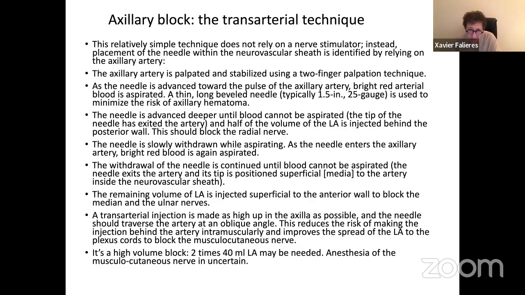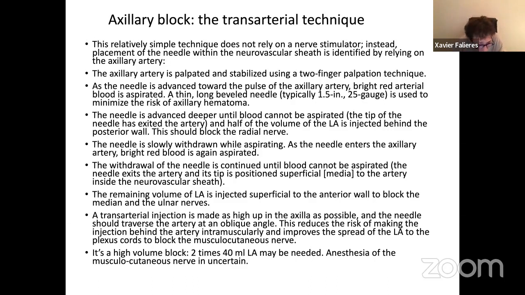You can't aspirate blood, you test really, and then you give half of the volume, mostly 20 ml, injected behind the posterior wall. Then you come back, you aspirate blood again, then you come back until you don't aspirate blood anymore, and you give the other half, again 20 milliliters. So it works very well. You have to be careful with the aspiration tests. An oblique angle is better. It reduces the risk of making the injection behind the artery, within the muscle, and it improves the spread of the local anesthetic.